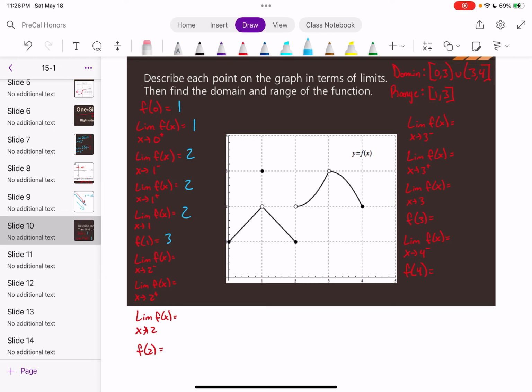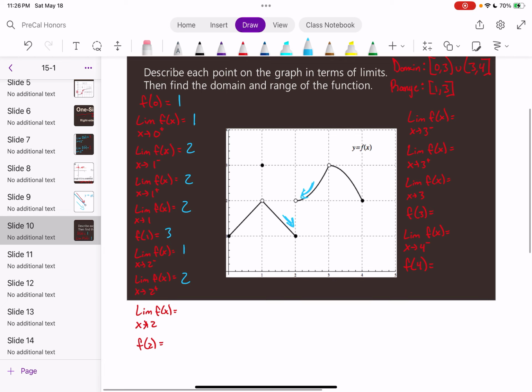Let's take a look at 2 from the negative side. 2 from the negative side would be approaching 1. 2 from the positive side would give us 2. Now, when we're looking at the limit of f of x as x approaches 2, because we are coming up to 2 different numbers, this would actually be that it does not exist. F of 2 itself, we would look for that solid dot. In this case, our answer would be 1.